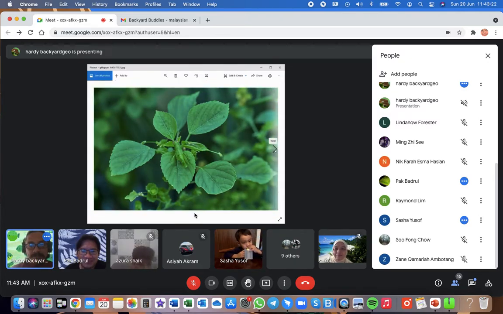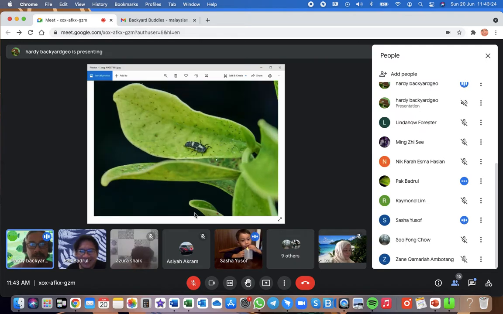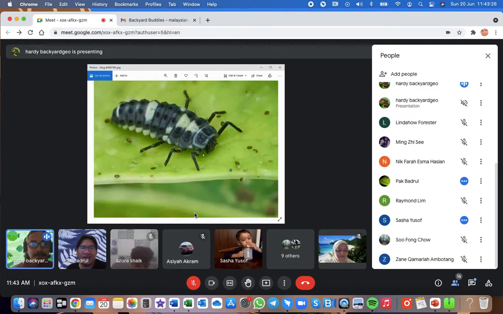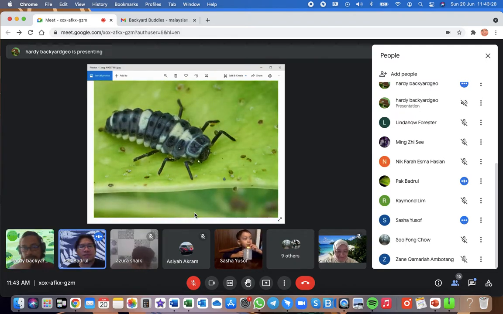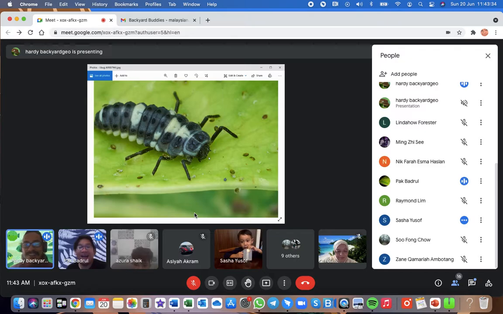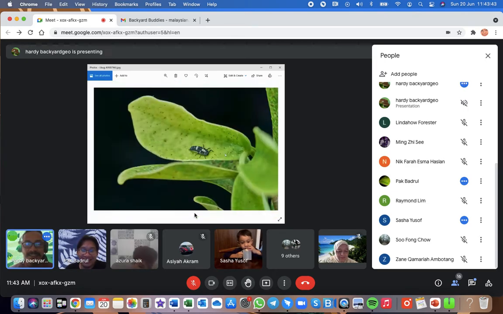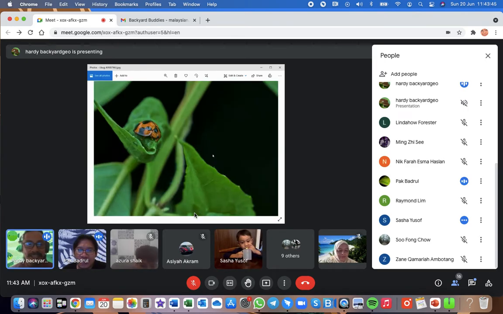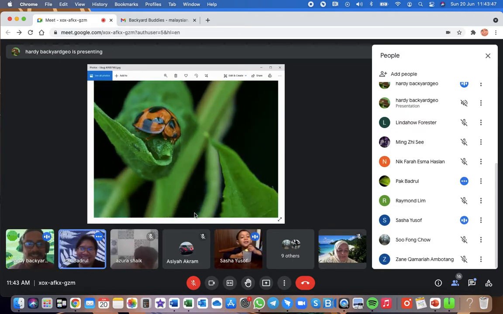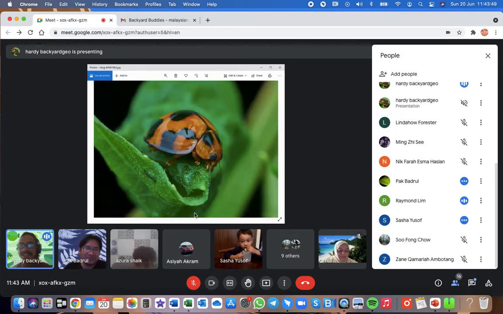Okay. Next one. What's this? Is this an insect? Ladybug. Yes. Ladybug. Lovely. Okay, we move. Looks like an alligator. Ladybug.